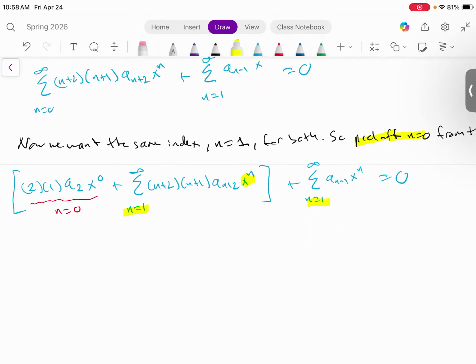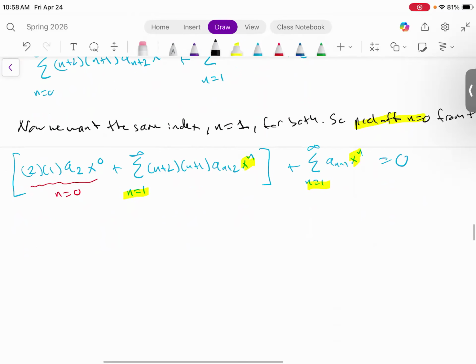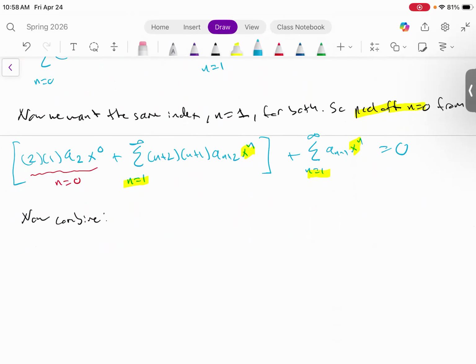We have the same x to the n. And so what we can do now is combine. Okay, so what this would look like is 2a sub 2, I'm going to leave this as x naught, plus the power series n equals 1 to infinity. And then I'm going to put some brackets here, just to show that we factor out the x to the n. A sub n plus 2 plus a sub n minus 1, x to the n, all equals 0.